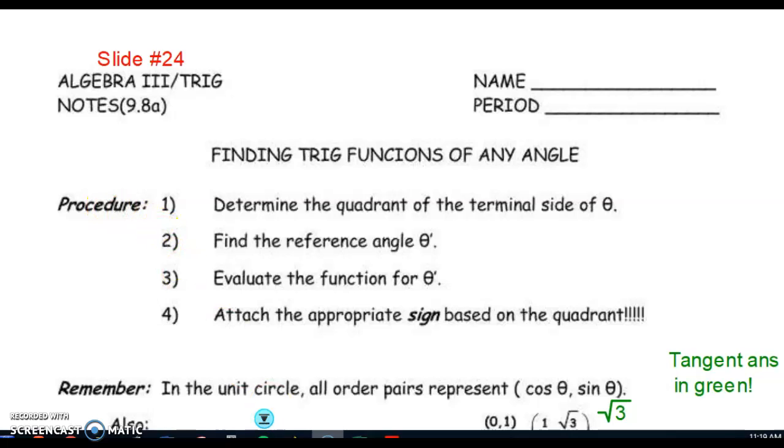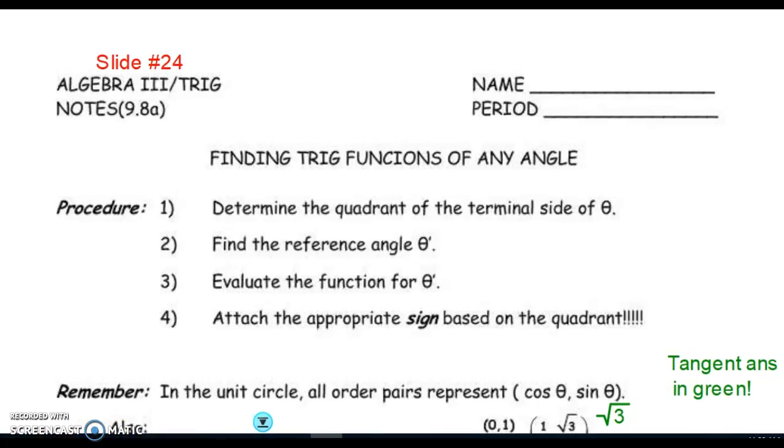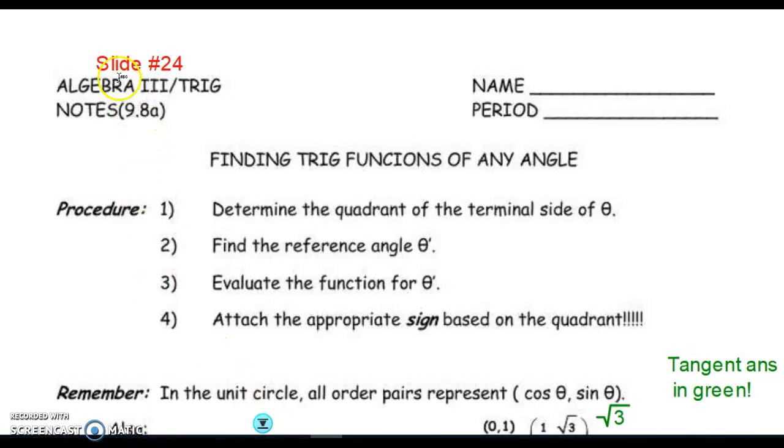Hey folks, so this is Shetz, and what we're going to be doing is, let me just move that up a little bit. We're going to do slide 24. This is 9.8, trig functions of any value.